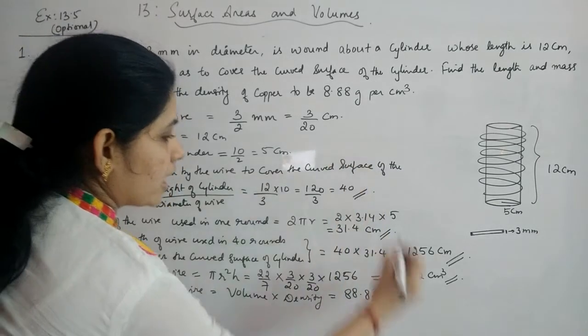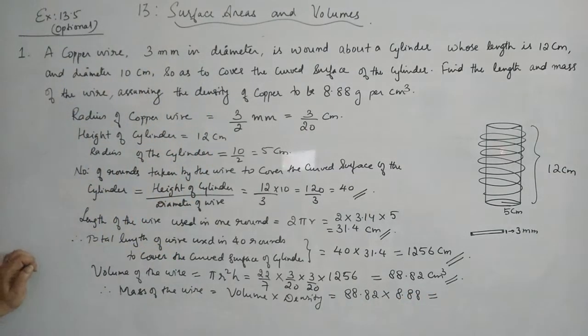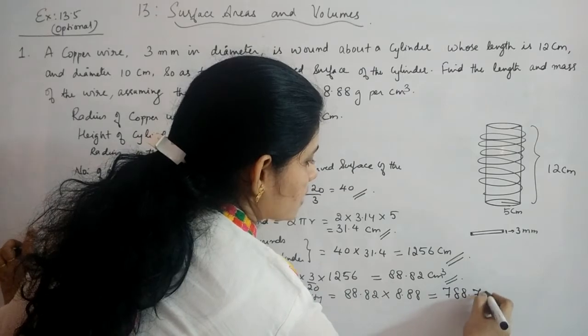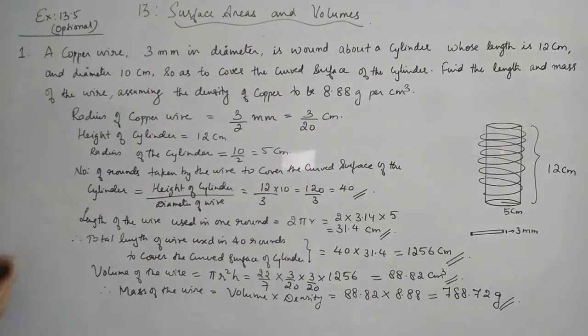So you have to multiply these two, which is 88.82 into 8.88. How much you are getting? Just calculate. You will get 788.72. What will be the unit? It is mass. So it is in grams. Okay, 788.72 grams is the mass of the wire.